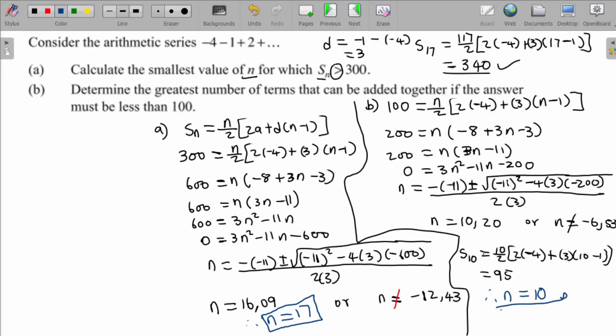So the number of terms, meaning determine the greatest number of terms that can be added if the answer must be less than 100, that's the greatest number of terms, which is going to be 10.